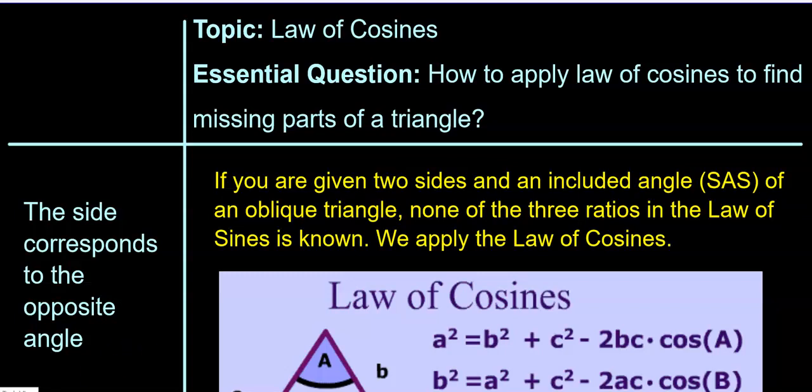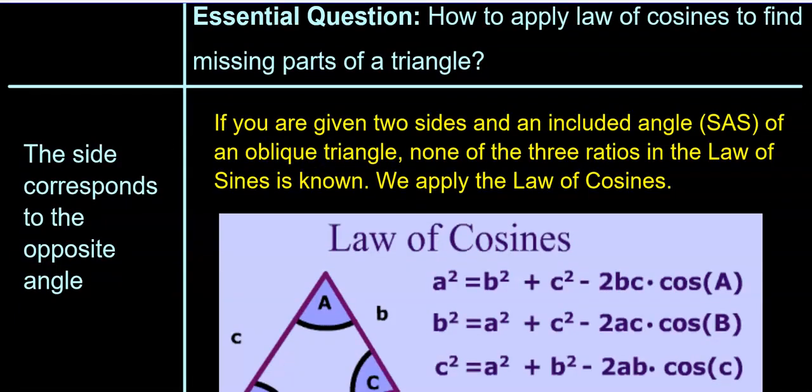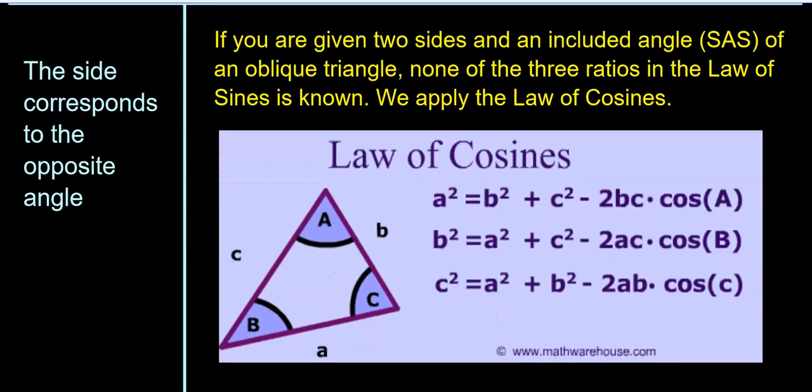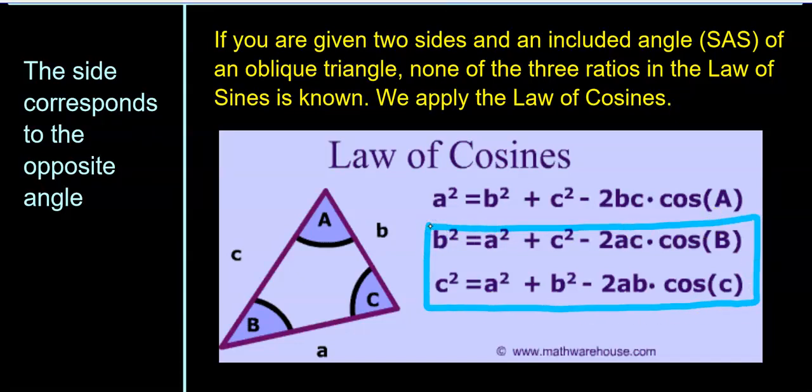Okay, hello everyone. Yesterday we started seeing law of cosines. Today we're going to continue it with using the other two formulas from the law of cosines. Yesterday we just focused on solving for A. Now we're going to end up solving for little b or c.